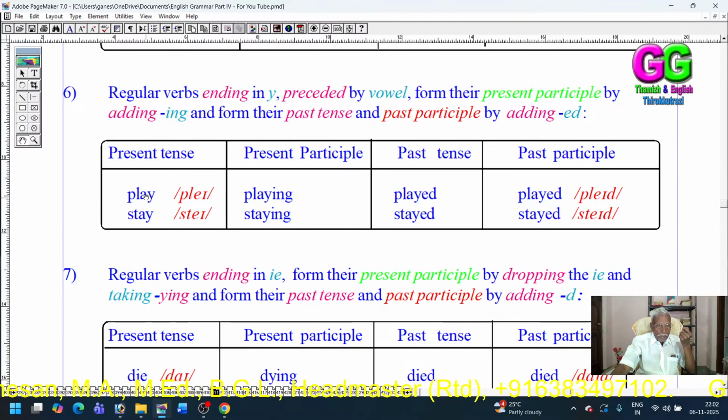Y is preceded by A. Here also stay ends in Y. Y is preceded by A. So they take ing for their present participle and take ed for their past tense and past participle. Play, playing, played, played. Stay, staying, stayed, stayed.